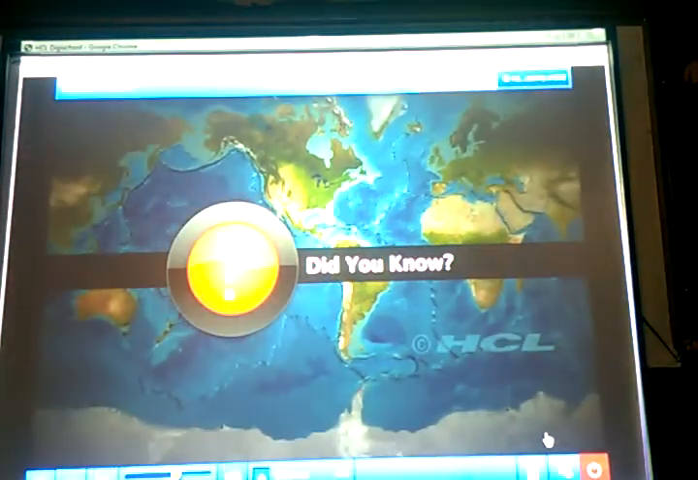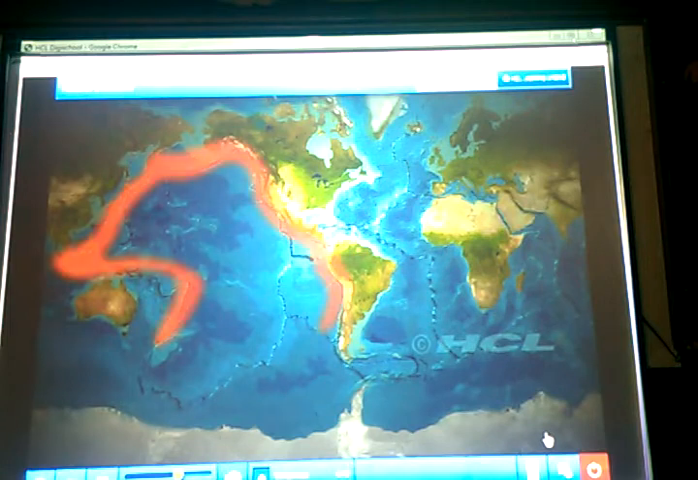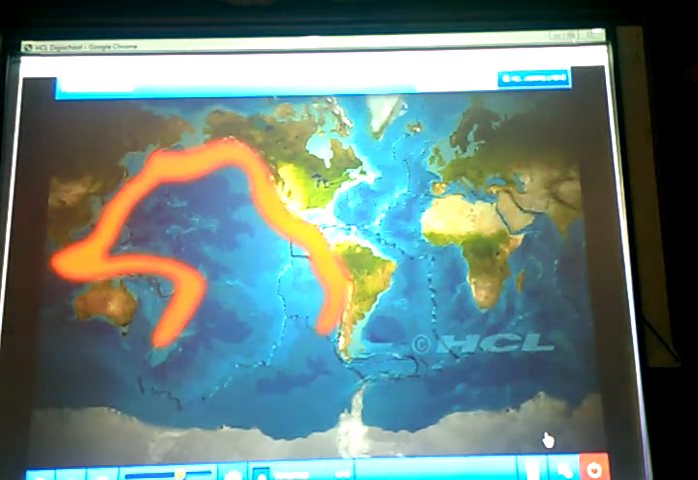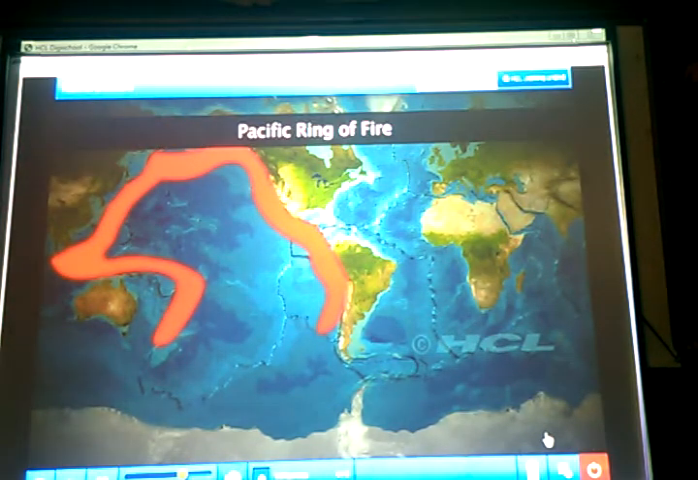Did you know that this arch of the Pacific Ocean is called the Pacific Ring of Fire? This belt consists of more than 75% of the volcanoes of the world.